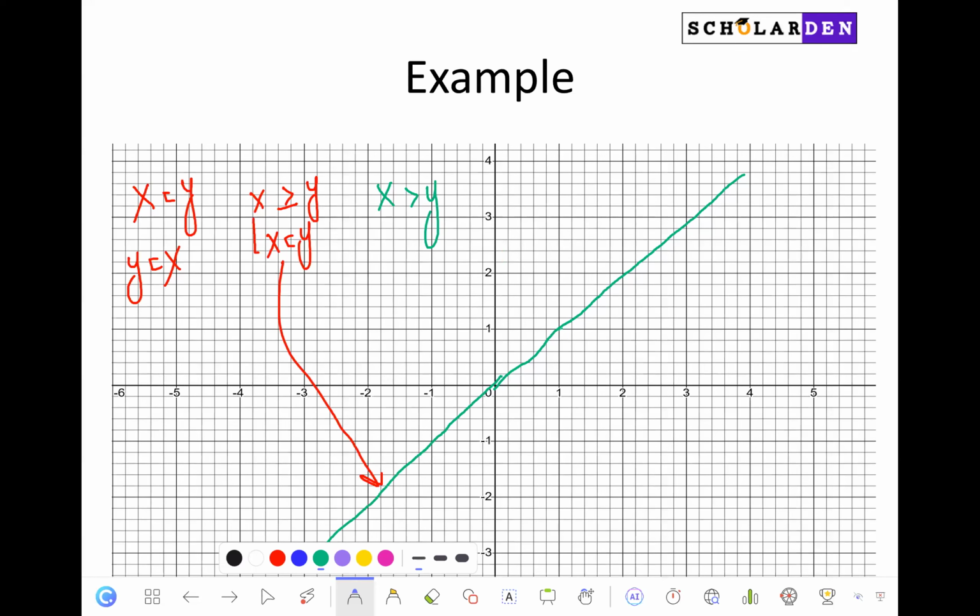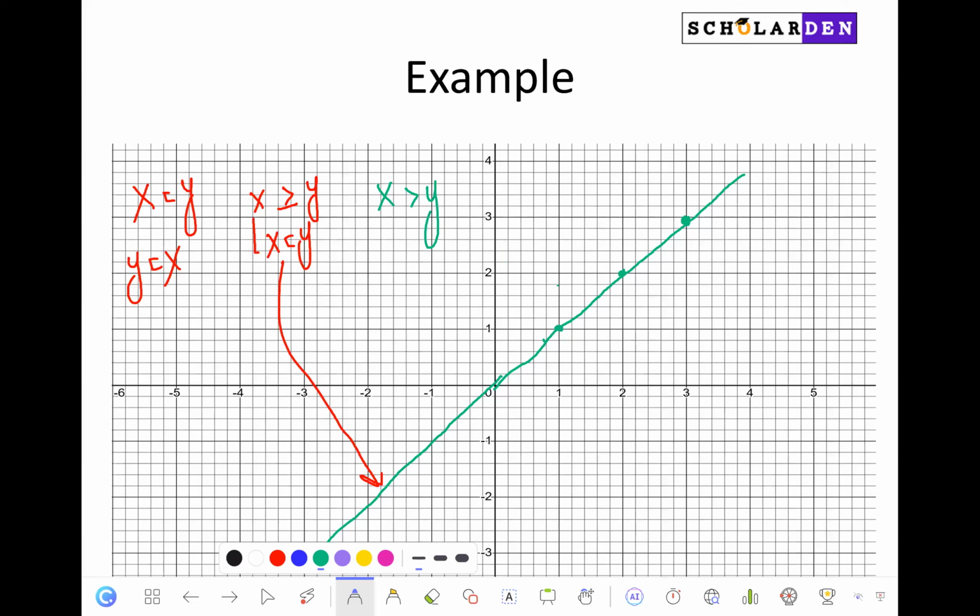On this point, on this line, you have x1, y1. On this point, you have x2, y2. This point, x3, y3. So this is our boundary. This is the boundary where x is equal to y is satisfied.